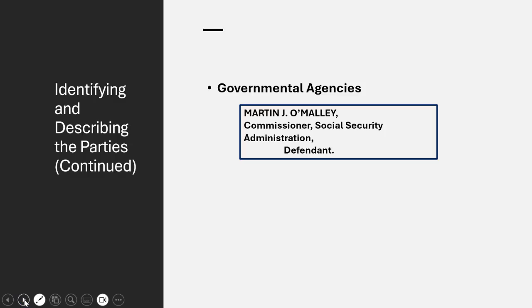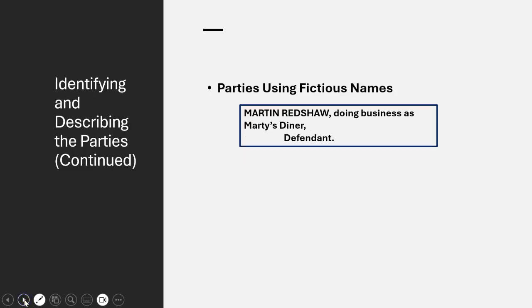If it's a governmental agency, then you would use Martin O'Malley, for example, Commissioner of Social Security Administration, the defendant. Fictitious names are important to recognize when you are drafting a complaint. Martin Redshaw, doing business as Marty's Diner, is a defendant, so Marty's Diner is a fictitious name. So this is very likely a sole proprietorship that's being sued in this case.